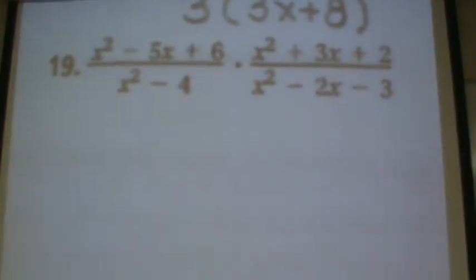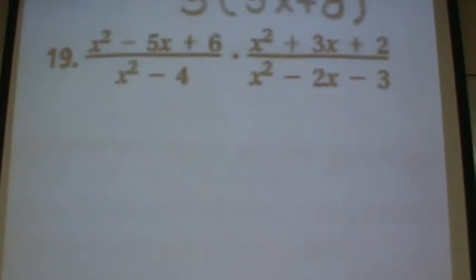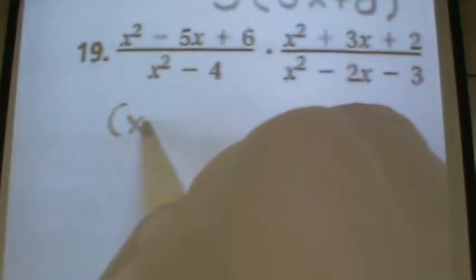19. Who wants to volunteer? Nicholas. I can try. No, the left side. Come on, Alexa. Just tell me what to do. Factor. Factor what?